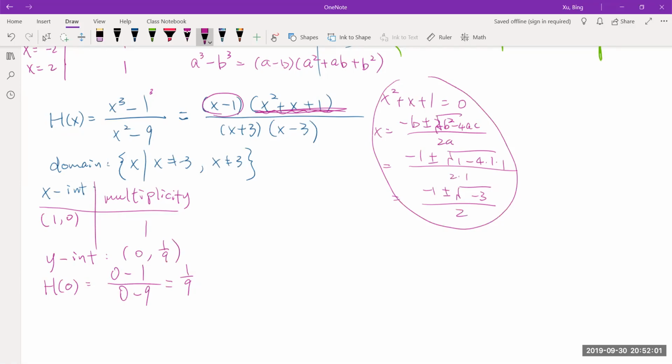Okay, now vertical asymptote. Right, so including the multiplicity.